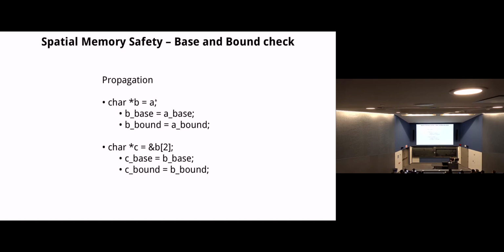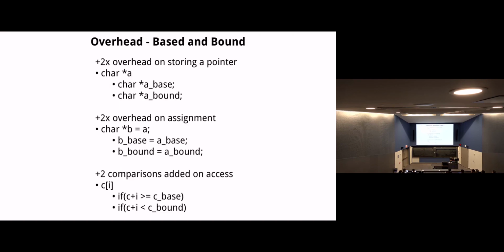So the first one seems easy to implement. The second one, obviously, is more difficult to implement at compile time. The compiler needs more information to figure out what is the real base and bound for different variables, right? So with the approach we just saw, you can see the overhead is actually very high. This is the approach some high-level languages like Java and Python use. The overhead is very high.